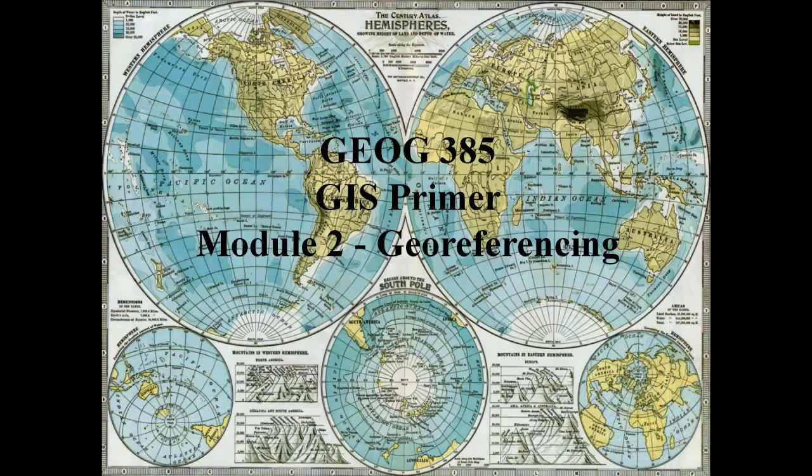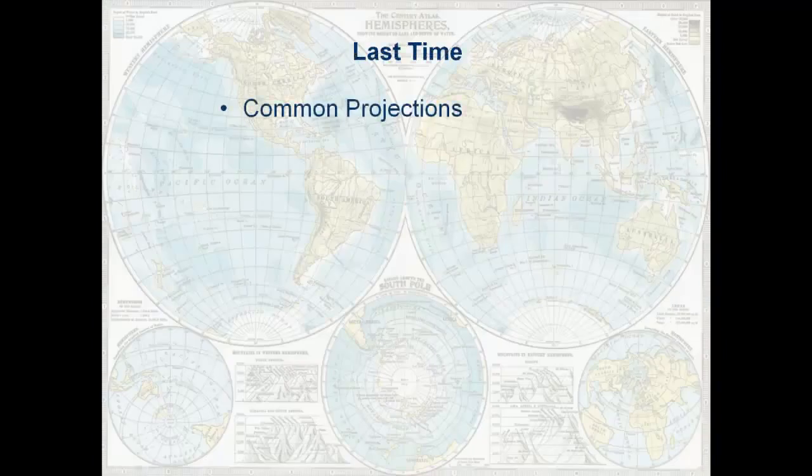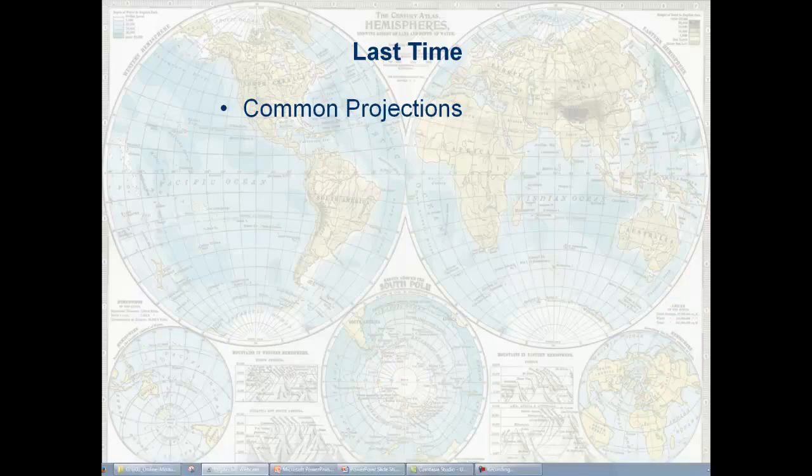What are we going to do? Well, what did we do last time? I talked about common projections. Basically, transverse Mercator projections for things that are oriented north-south, and Lambert conformal conic projections for things that are oriented east-west in the conterminous United States.